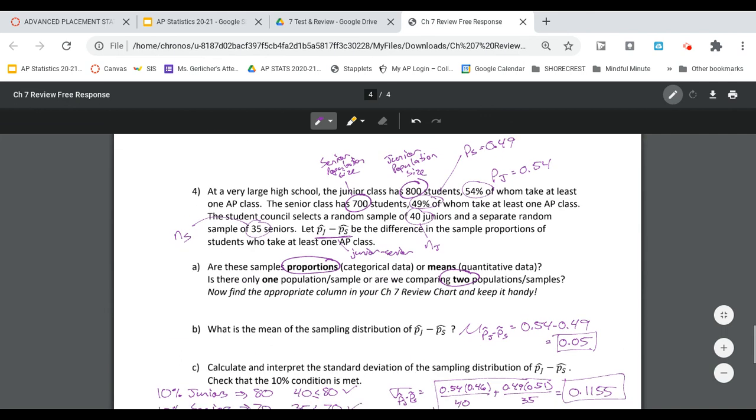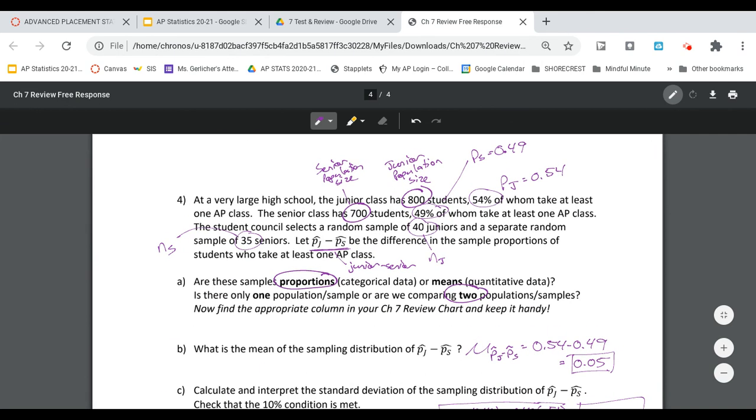Okay. Then for question 4, same deal. Now we're dealing with proportions, and here's another note: it's proportions. Oh, let me get back to yellow. And we're comparing 2 populations, juniors to seniors. So then you just have to figure out what all your numbers are. We have 800 people total in the junior class, so that's the junior population size. 700 people total in the senior class, senior population size. This is a large high school. This is bigger than Shorecrest.